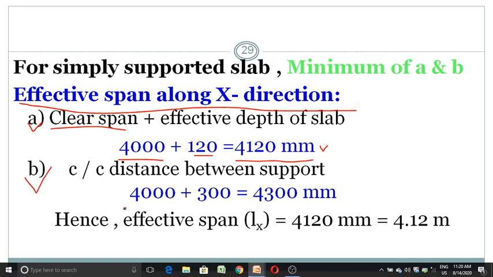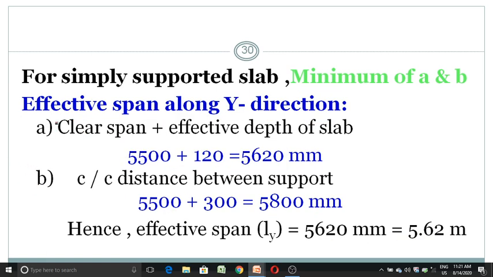This will be the clear span plus one full width of the slab supporting, that is the support width, that is 4000 mm plus width of the support 300 mm, we will get 4300 mm. So the minimum of these two values will be considered as the effective span along the shorter direction, that is Lx, that is 4120. So in terms of meters, 4.12 meters.